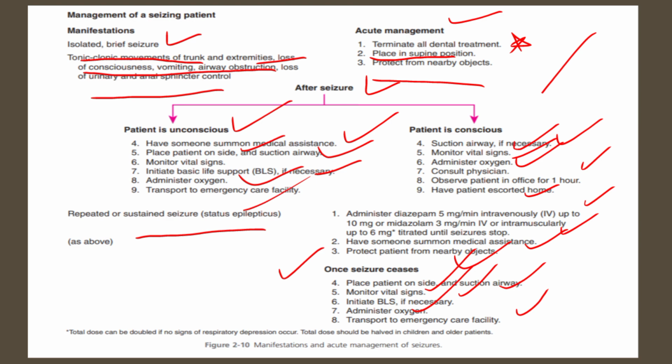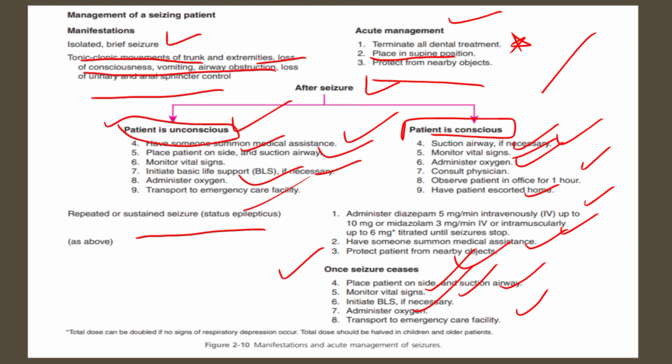So always remember, if the patient has a seizure, stop all the treatment, place in supine position, and remove all the sharp objects. If the patient is still unconscious, have someone summon medical emergency, put the patient on one side, suction the airway, monitor vitals, basic life support, administer oxygen, and transport to emergency. If the patient is conscious, suction the airway if necessary, monitor vitals, administer oxygen, consult the physician, observe for 1 hour, and have the patient escorted home.